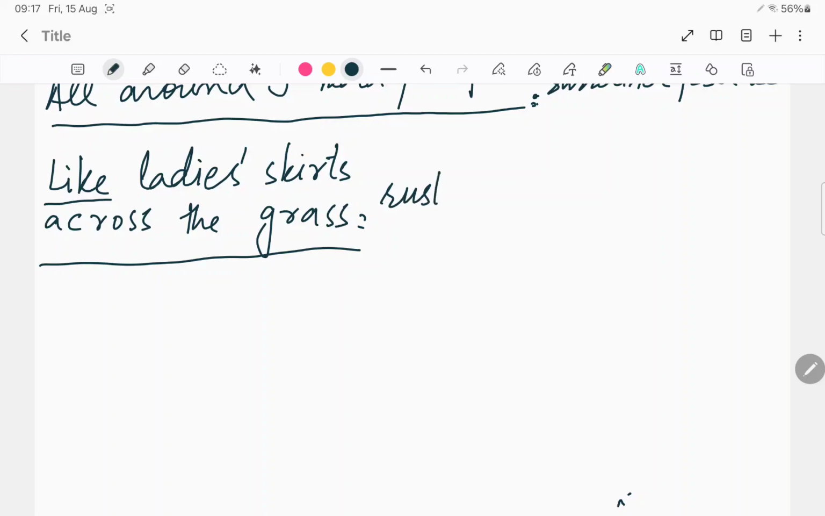So it means rustle across the grass, and that produces a little sound that we can hear, and the antonym of the word can be silence, when there is no sound at all. So how can we use this word in a sentence? We may say the leaves moved like lady's skirts across the grass. So the same sound is produced when the trees move about across the grass as the lady's skirts.